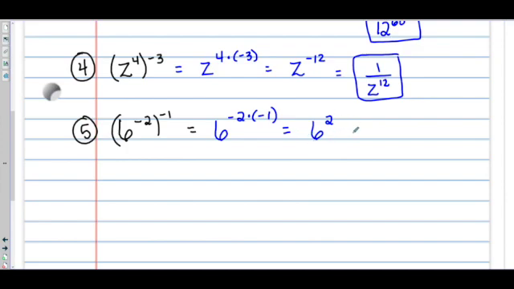Sometimes it might ask you to evaluate. So if it does, then you would say, okay, 36. But if it's asking you for exponents, you would leave it in this form.